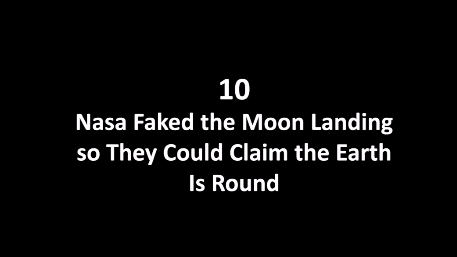Number 10. NASA faked the moon landing so they could claim the Earth is round. So this is an interesting one, and we risk opening a whole new can of worms here if we aren't careful. If you want to see the moon landing conspiracy addressed, you will have to look somewhere else. We are only interested in how this conspiracy may be used to make assertions about a flat Earth.